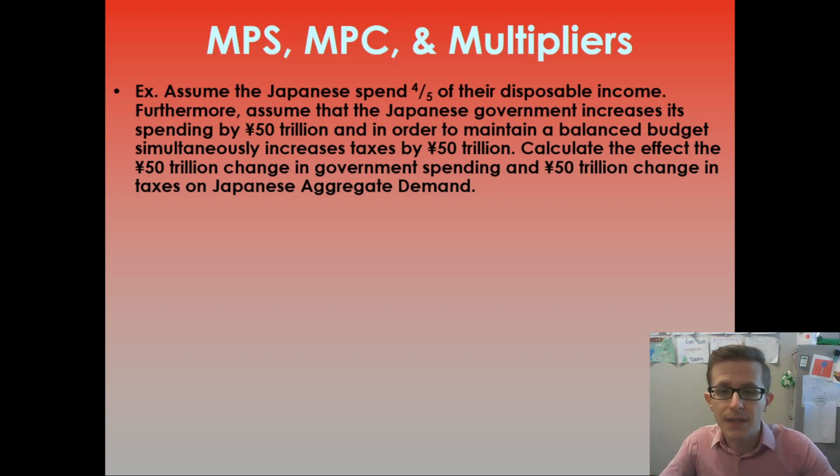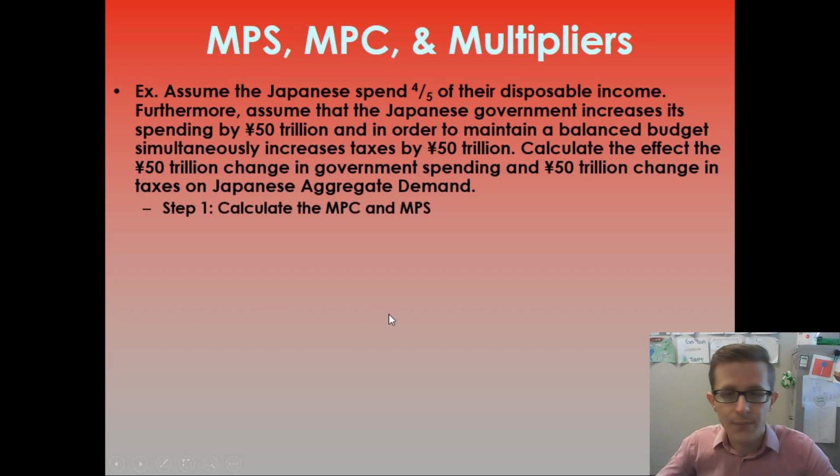All right, so assume the Japanese spend 4/5 of their disposable income. Furthermore, assume that the Japanese government increases its spending by 50 trillion yen. In order to maintain a balanced budget, they simultaneously increase taxes by 50 trillion. Calculate the effect of a 50 trillion change in government spending and 50 trillion change in taxes on Japanese aggregate demand. So this is something we'll see from time to time, and this is ultimately known as the balanced budget idea, which is kind of questionable sometimes, but we'll see where this gets us.